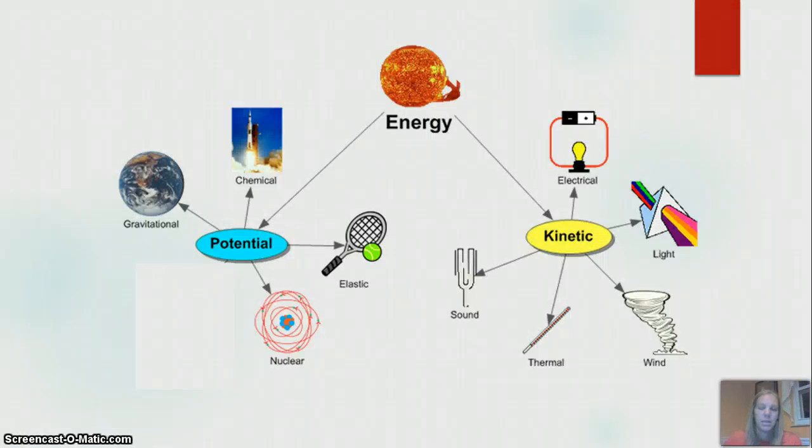So here's just a basic concept map, but it shows that the sun is going to be giving us electromagnetic energy, okay, and that energy can then be transformed into one of these kinetic forms of energy, but it also can be transformed into potential energy forms.